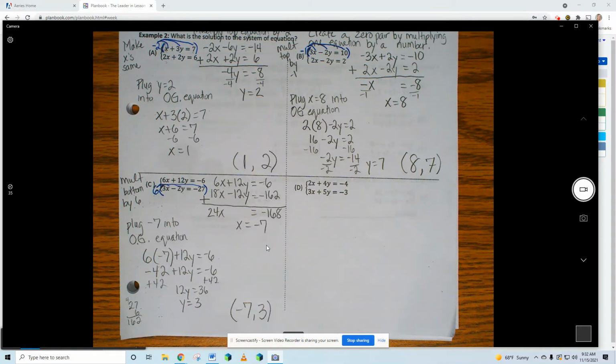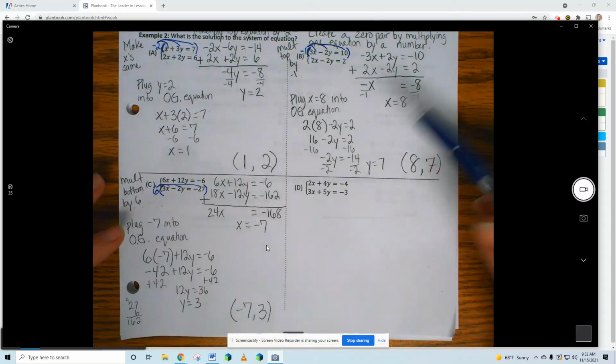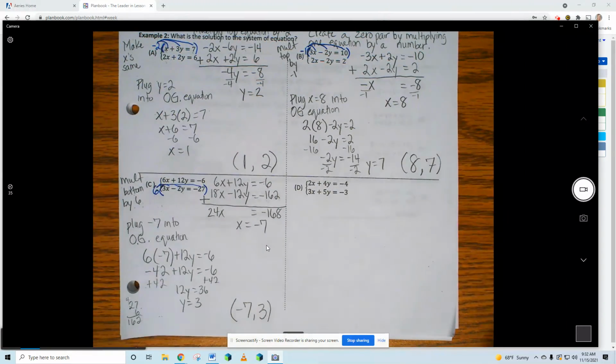Okay, part D. The x is the same or the y is the same? What do you think? Because this is the hardest part of elimination. Trying to figure out which ones do I make the same. So it's personal choice. You can make the 2 and 3, you can make them both a 6. Or the 4 and the 5, you can make them both a 20. Do you want to make the 2 and the 3 a 6 and a negative 6? Or the 4 and the 5 a 20 and a negative 20?